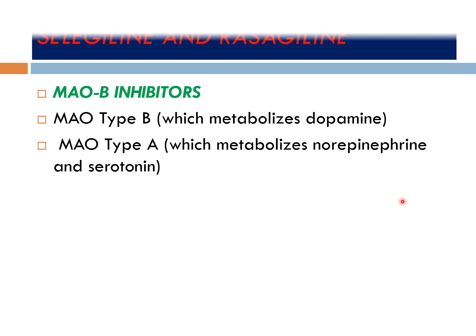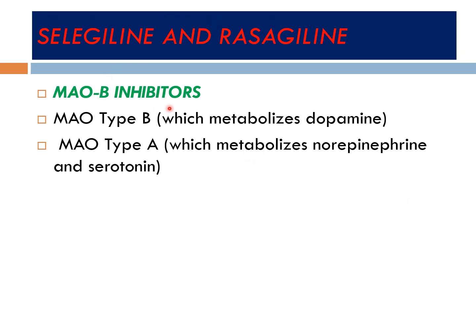Then if we move on to our third group, that is the MAO-B inhibitors, in which we have SELEGILINE and RASAGILINE. And remember students, MAO type A is metabolizing norepinephrine and serotonin, which is used for the treatment of depression. And similarly type B are metabolizing dopamine. So in Parkinson disease we give MAO type B inhibitors.